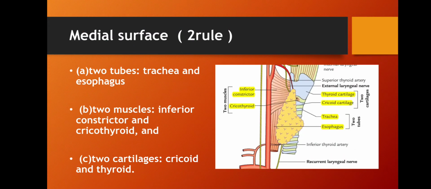Okay. Next, medial surface. In the medial surface, you can follow the two rule. What is meant by two rule? See here, there are two tubes, two cartilages, and two muscles. What are the two tubes? Trachea and esophagus. This is the trachea, this is the esophagus. And two cartilages. What are the cartilages? Thyroid cartilage and the cricoid cartilage. This is the thyroid cartilage, this is the cricoid cartilage. And next, two muscles. What are they? Inferior constrictor, this is the inferior constrictor, and the cricothyroid muscle, this is the cricothyroid muscle. So in the medial surface you should follow the two rule.